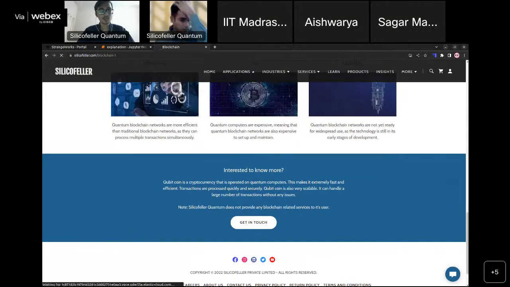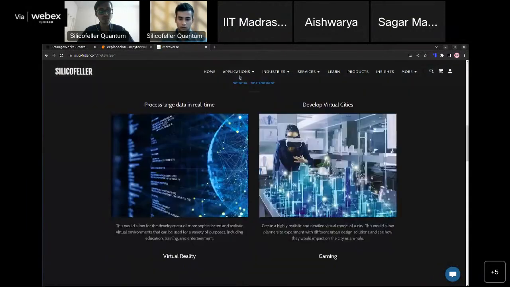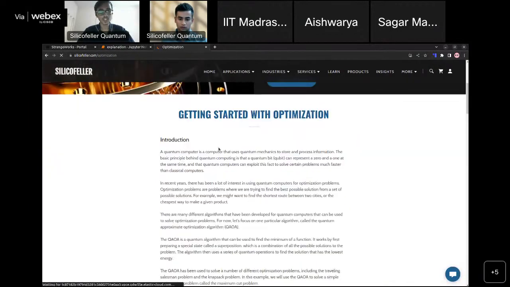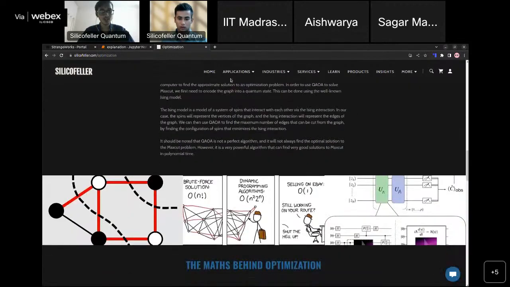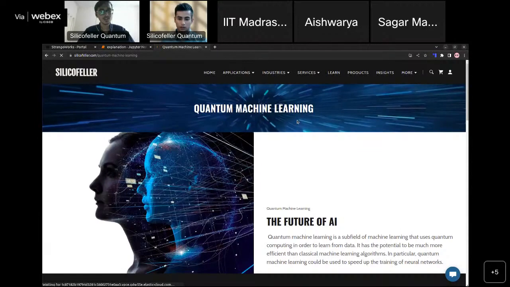You can see applications of quantum computing in all the technologies: Web3, blockchains, solving optimization problems, simulations. So go ahead and visit, and click on learn so that they can learn quantum computing.